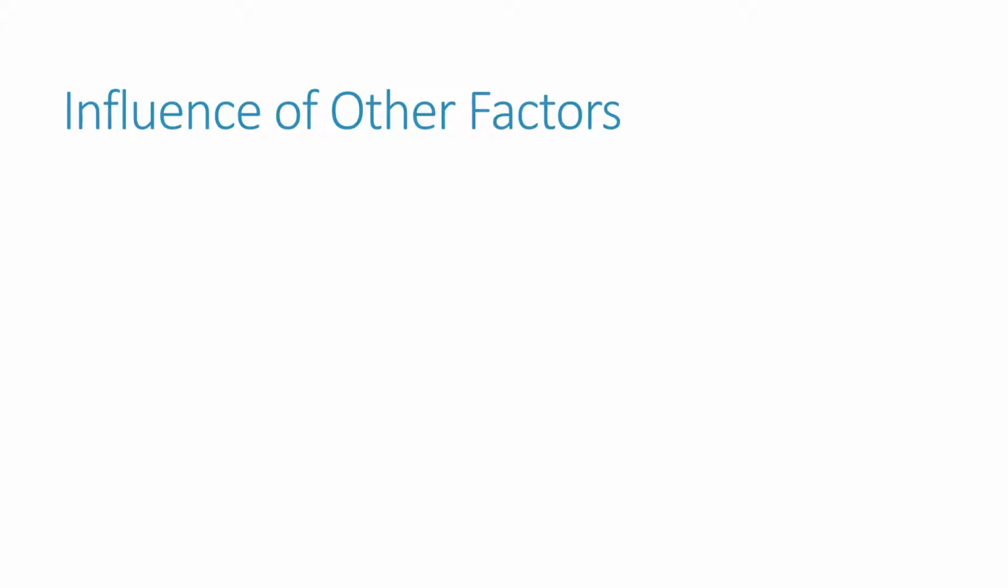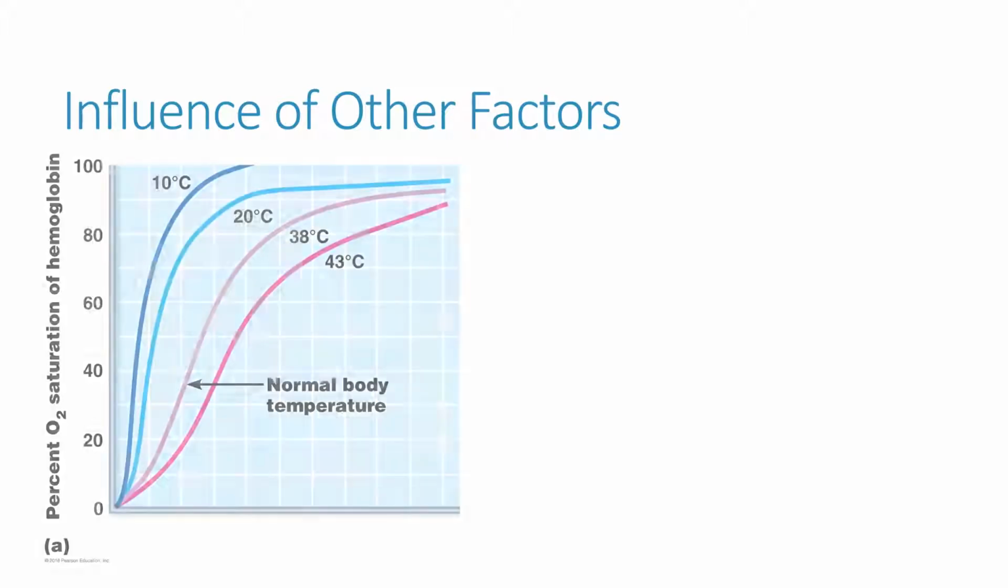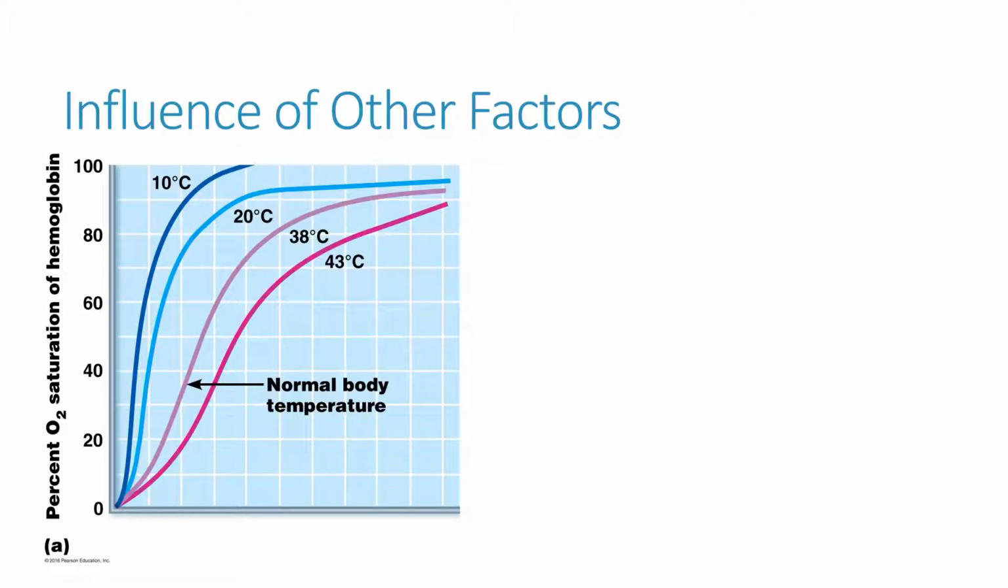We can take a look at these factors using some graphs. Here, we can see the affinity for hemoglobin to bind to oxygen at several different body temperatures. This curve right here is showing our normal body temperature and the affinity that hemoglobin has for oxygen. If our body temperature is increased, let's say during a fever or during exercise, it actually reduces the affinity of hemoglobin for oxygen and causes oxygen to get unloaded at a faster rate.